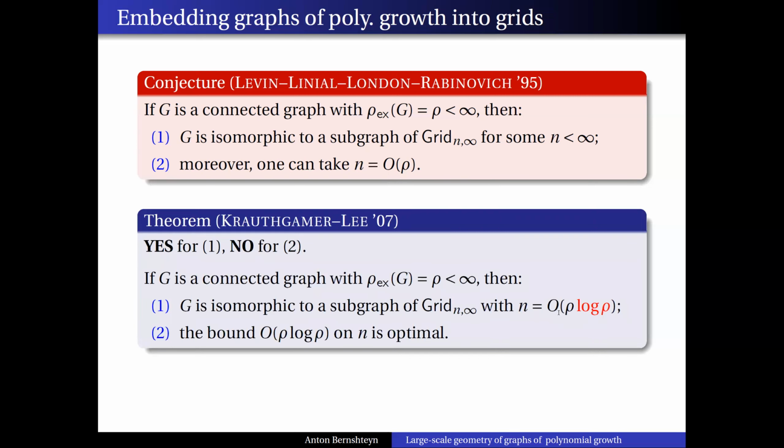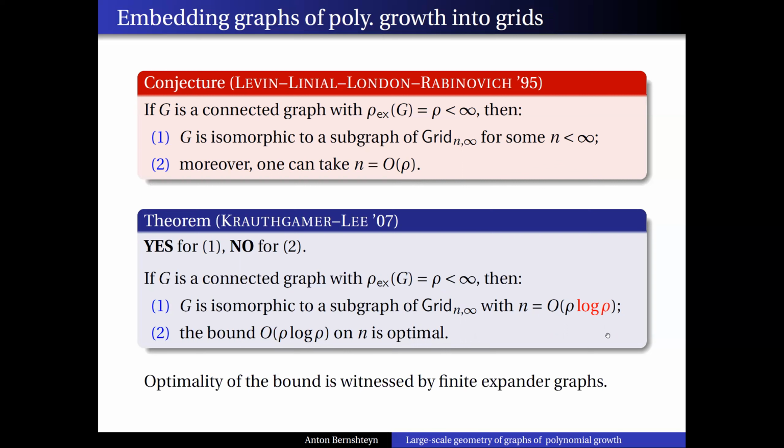If you have a connected graph of polynomial growth with exact growth rate rho, then it is isomorphic to a subgraph of an n-dimensional grid with diagonals, where n can be taken to be bounded by some constant times rho times the logarithm of rho. And moreover, this logarithm factor cannot be removed. This is, in general, the best possible bound you can get. So weirdly, the correct thing to do here is not linear in rho, but rho times log rho.